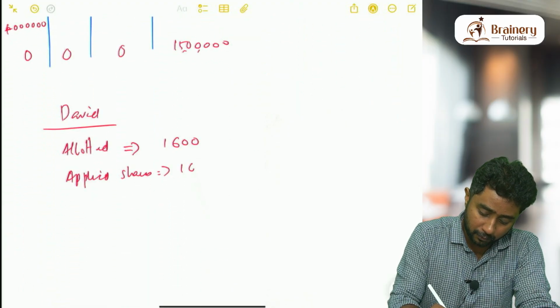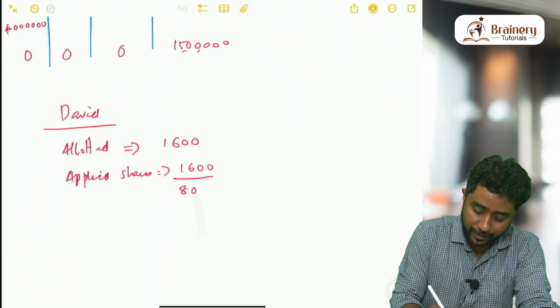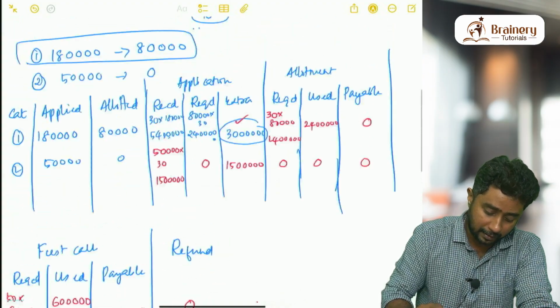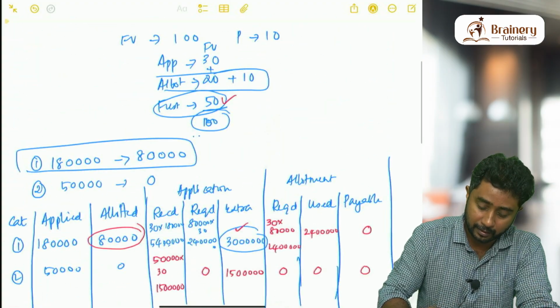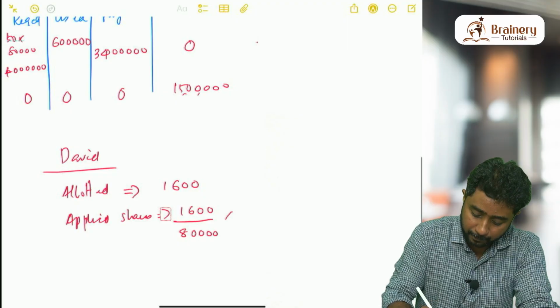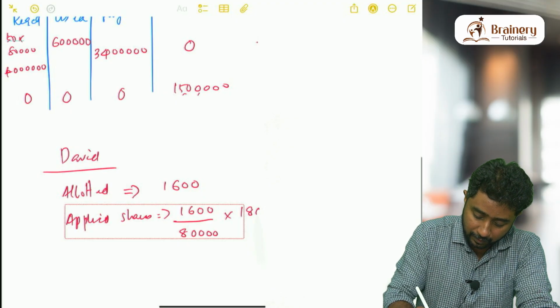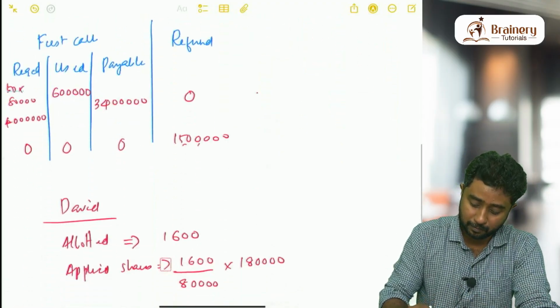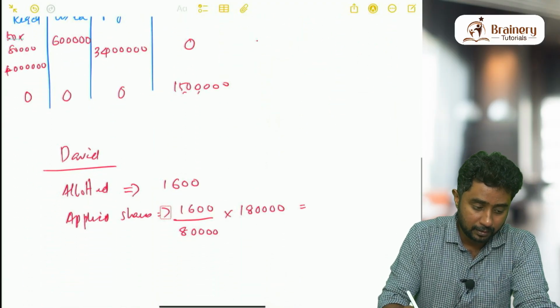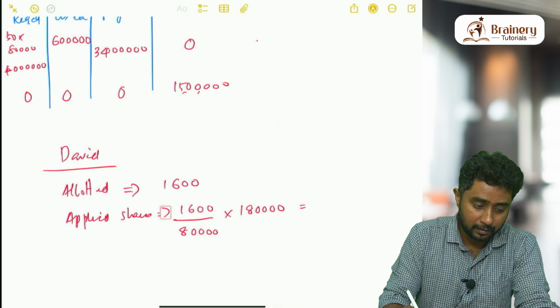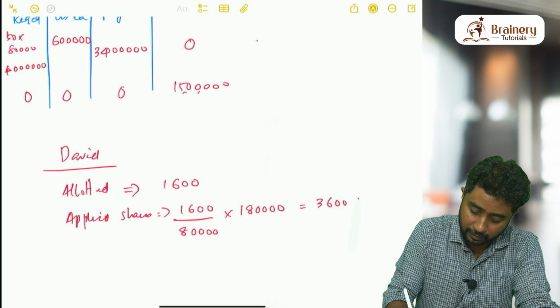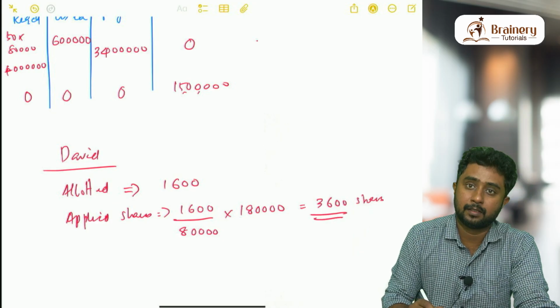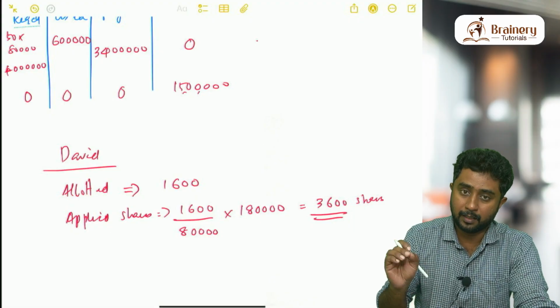To find out the applied shares, we have to divide by the allotted shares of his category, which is 80,000, and multiply by 1,80,000, which is the applied shares. So 1600 by 80,000 into 1,80,000 will give us 3,600 shares. 3,600 shares is the number of shares that he applied for.